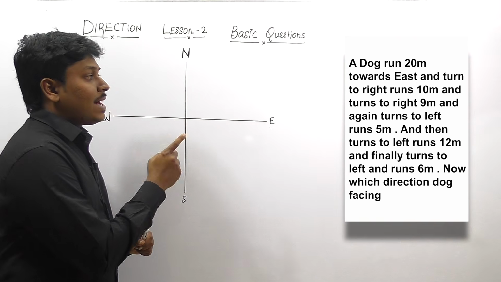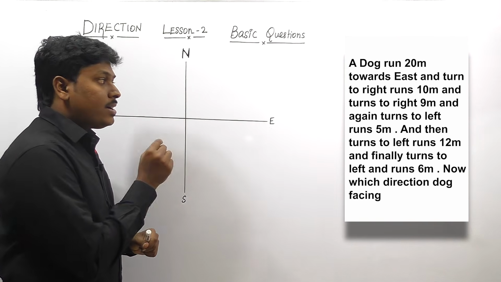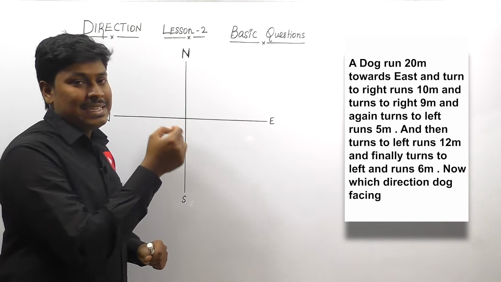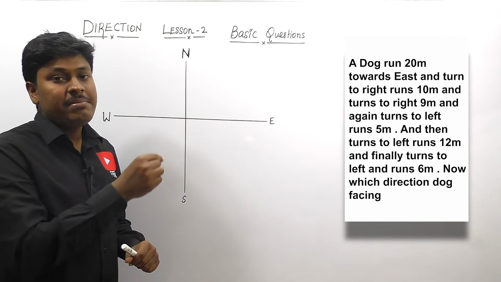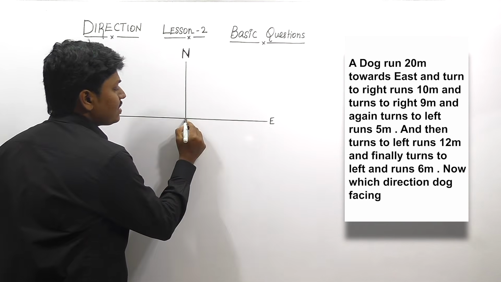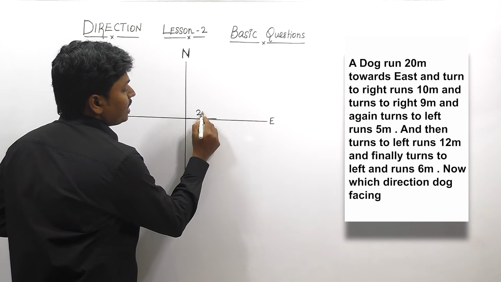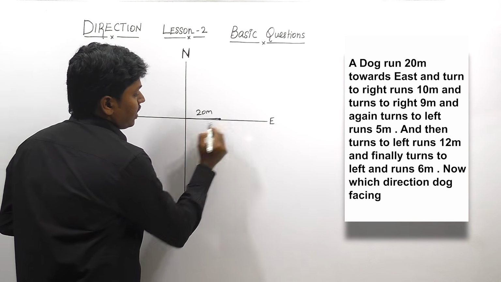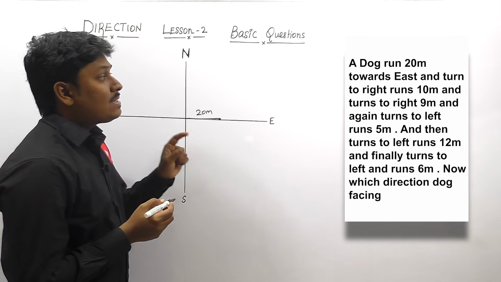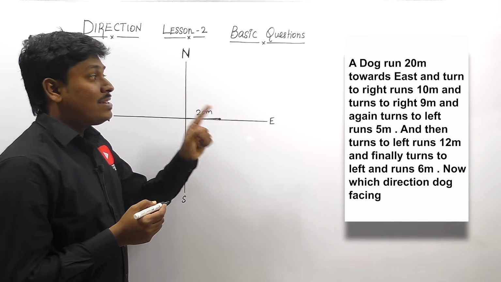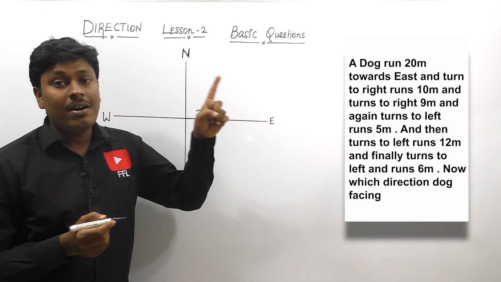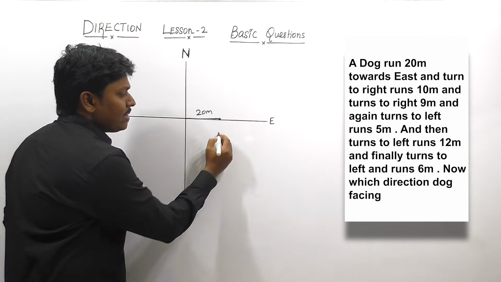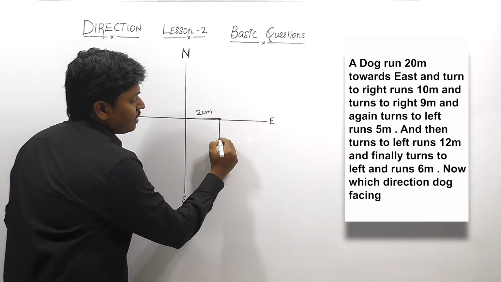Let me move on to the last, that is 10th question. A dog ran 20 meters towards east. So, friends, a dog is running 20 meters towards east. We know that this will be east and the dog is running 20 meters, friends, towards east. And then turns right, runs 10 meters. Friends, listen carefully. Turning right, the dog runs 10 meters. We know that right hand side will be this side and the dog is covering 10 meters.